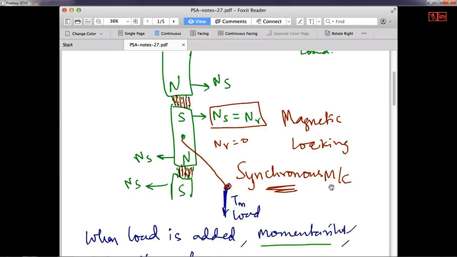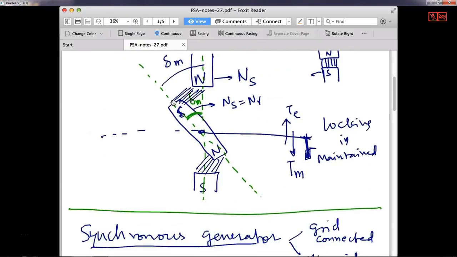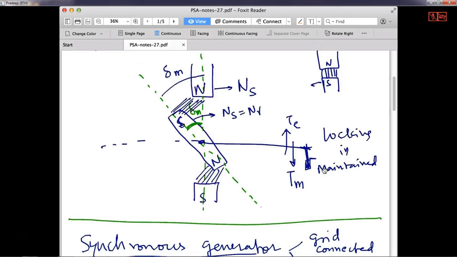Now we discussed what is the effect of loading the rotor. If I load the rotor, then there is a load torque applied on the shaft that will momentarily slow down the rotor. When the rotor is momentarily slowed down, you see in the next figure, the rotor is rotating backwards, or relatively the rotor is going back by delta M. So this delta M is the angle which is the effect of the load.